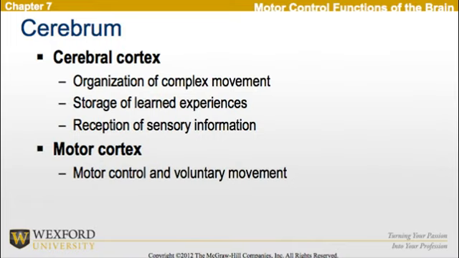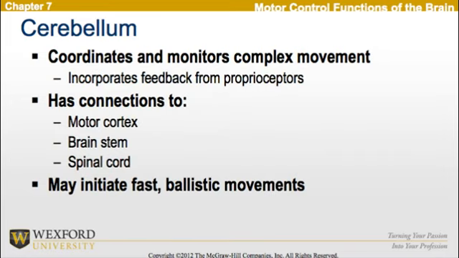The cerebrum includes the cerebral cortex, which is an organization of complex movement, storage of learned experiences, and reception of sensory information. The motor cortex is involved in motor control and voluntary movement. The cerebellum also coordinates and monitors complex movement, which incorporates feedback from proprioceptors. It also has connections to the motor cortex, the brainstem, and the spinal cord, and it initiates fast ballistic movements.